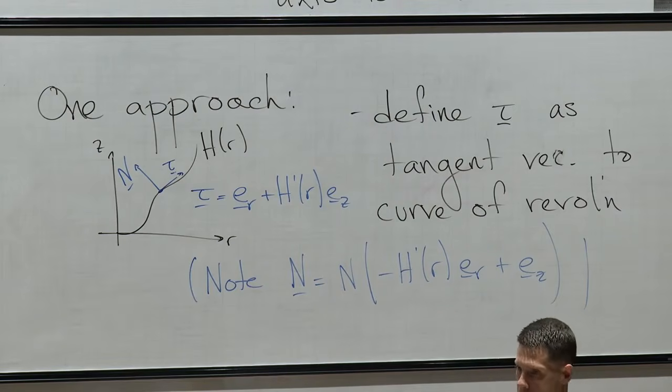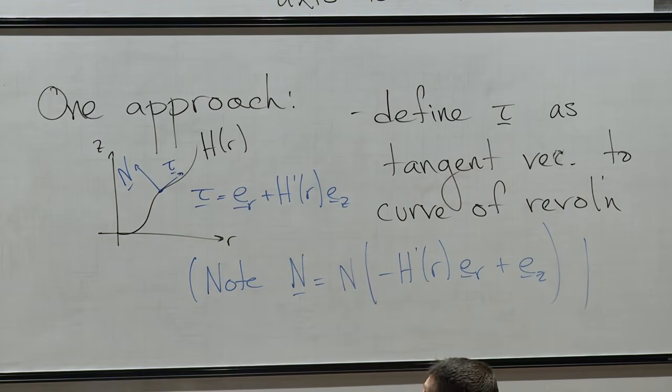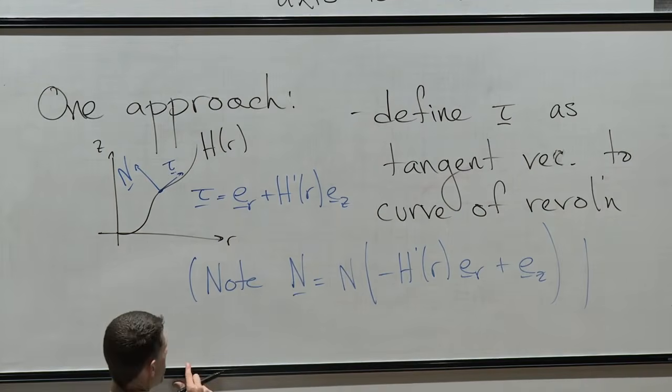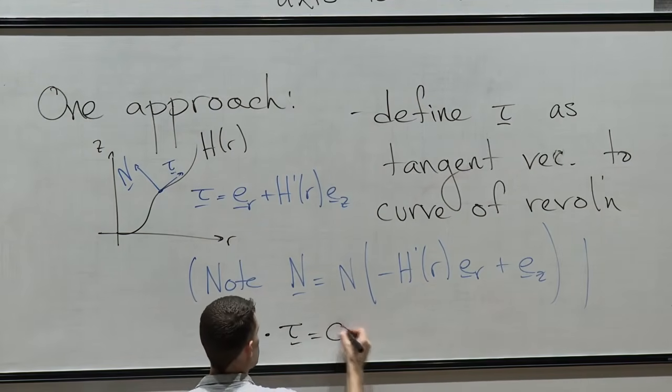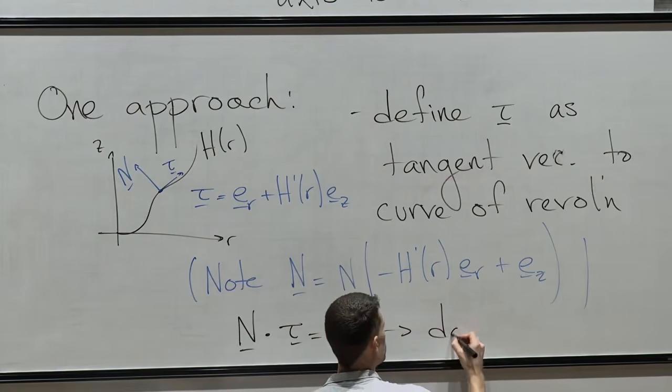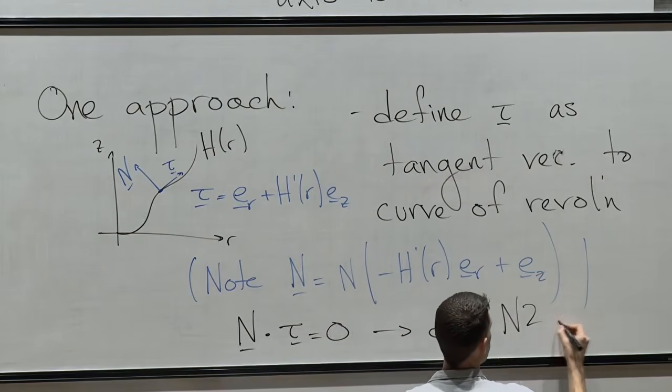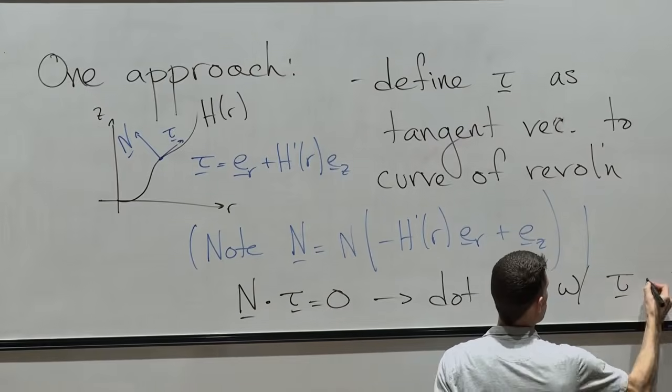Right, I don't necessarily want to use that. What I want to do is get rid of the n from Newton's second law because I don't know it and it's causing me trouble. So if I take Newton's second law and dot with this tau, then the n is going to go away, since n dot tau is 0. So let's dot Newton's second law with tau.